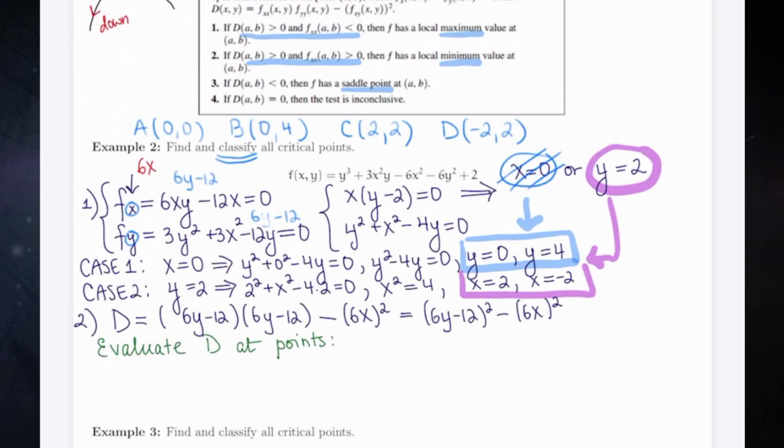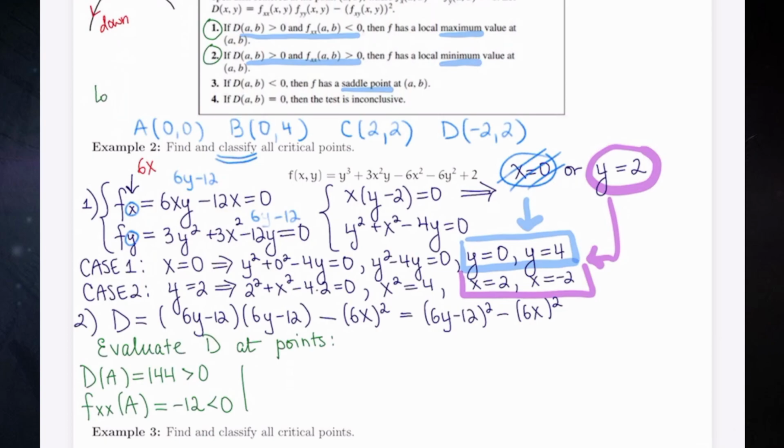Okay, let's see. So D evaluated at A, and I'm going to go ahead and let you confirm this. That's going to be 144, which is greater than 0. So I know that I'm going to fall into either this category or this one, either 1 or 2. So then I determine what my second partial looks like at A, and that turns out to be -12. That's less than 0. Okay, so what does that mean? If it's less than 0, that means point A is a local maximum.